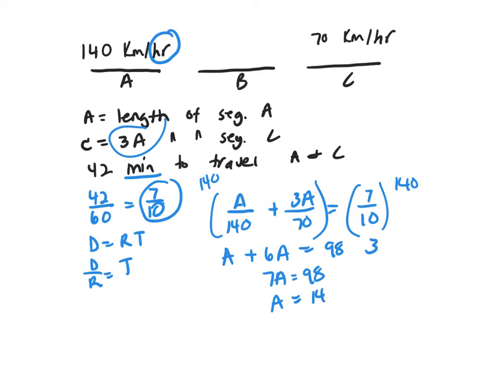And then segment C is 3 times A, so 3 times 14 is 42. That's the length of segment C. So there are your two answers.